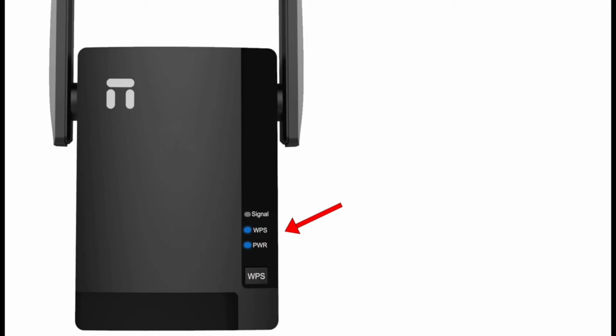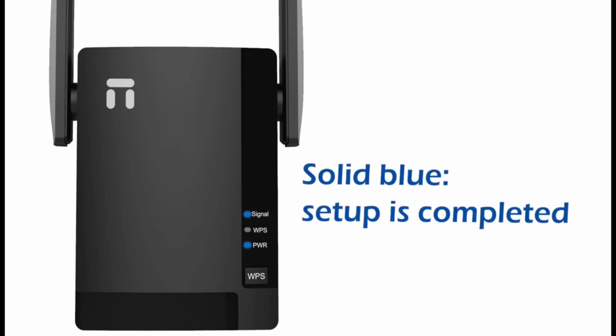When you see the E3 WPS light turn off and the signal light become solid blue, it means the setup is completed, and Netis E3 has connected to your main router successfully.